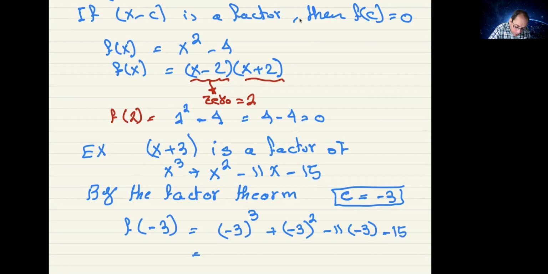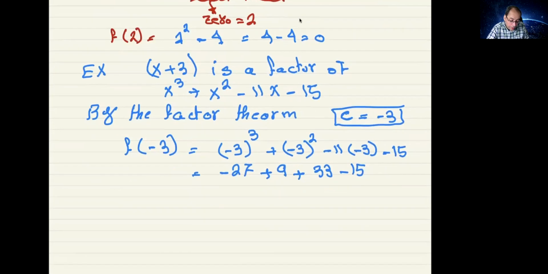Okay, so negative 3 cubed is negative 27. And negative 3 squared is 9, so plus 9. Plus, a negative times a negative is plus, 3 times 11 is 33, minus 15. So negative 27 plus 9 would be negative 18. And negative 18 plus 33 is 15. 15 minus 15 is 0. Cool. Therefore, I got f of negative 3 is 0.